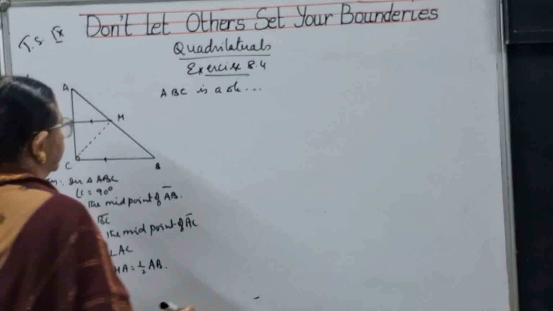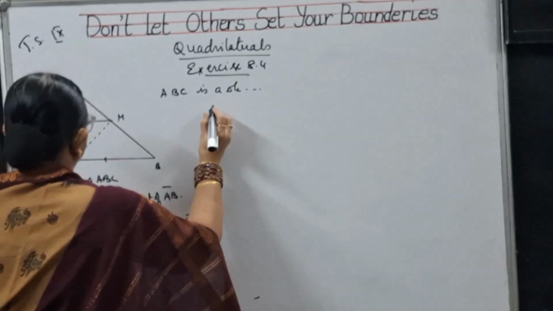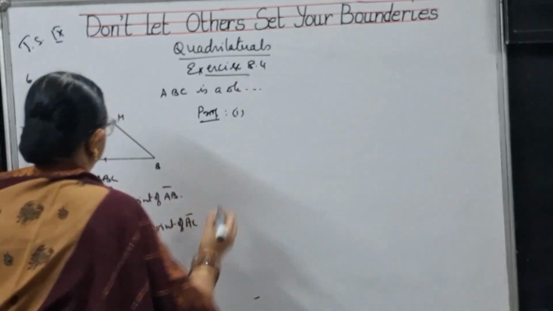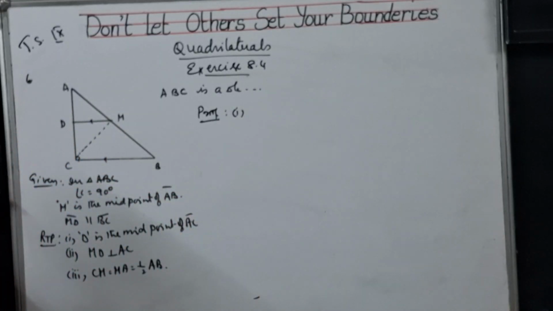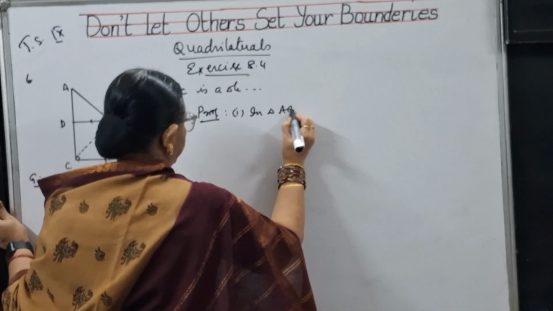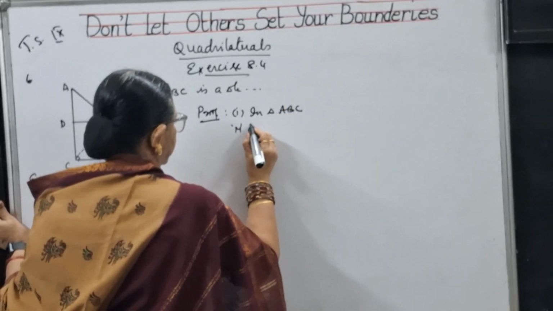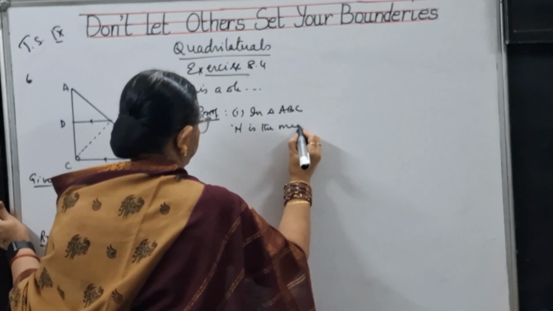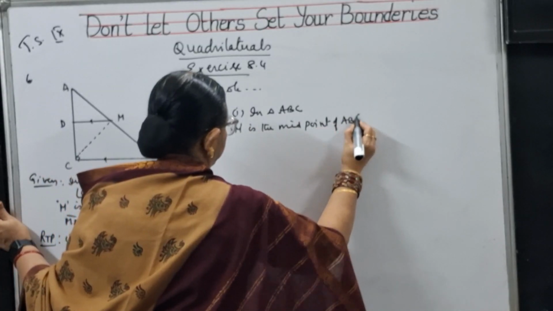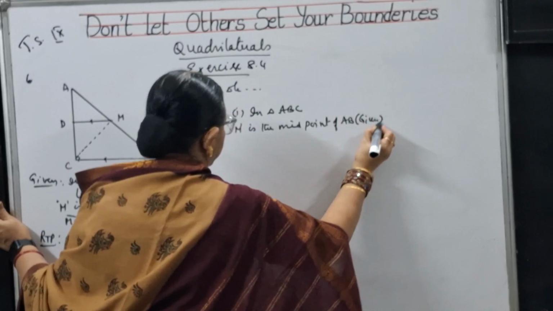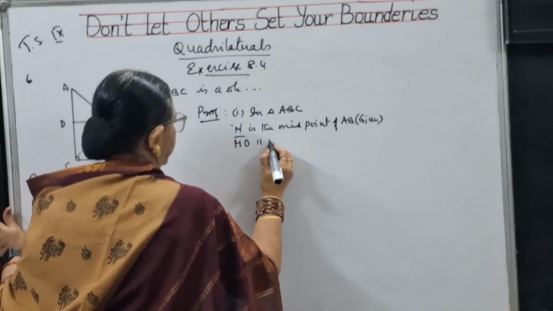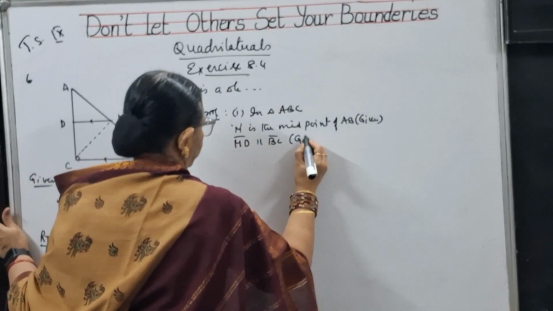Now, let us see the proof. How will you prove? First bit. See, M is the midpoint of AB in triangle ABC. M is the midpoint of AB. This is given to us. And MD is parallel to BC. This is also given to us.